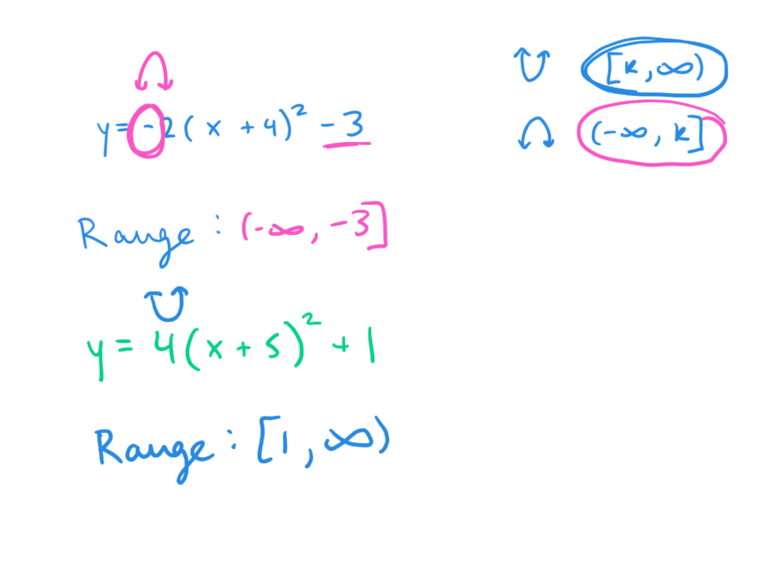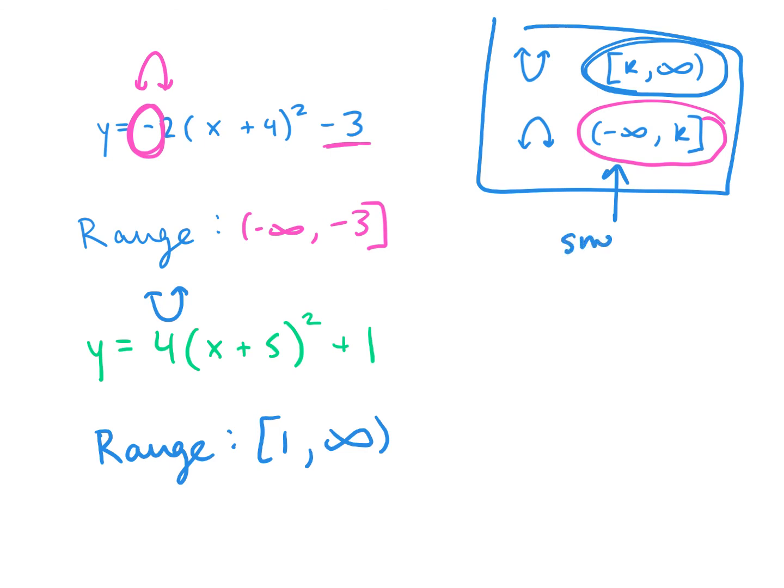Does that make a little bit more sense? So it always follows like this. It'll be one or the other. So if it opens up, it's from k to infinity. If it opens down, it's from negative infinity to k. So it always starts with the smallest number and ends with the largest.